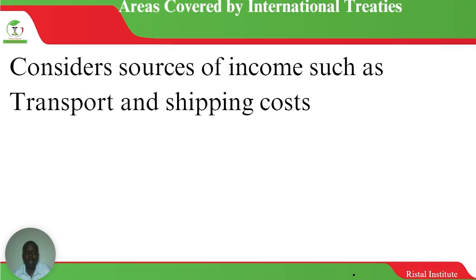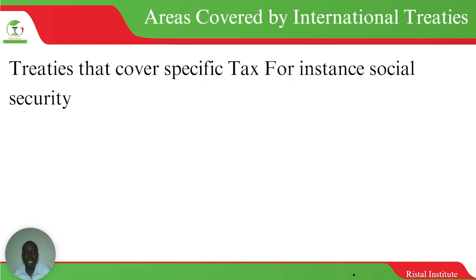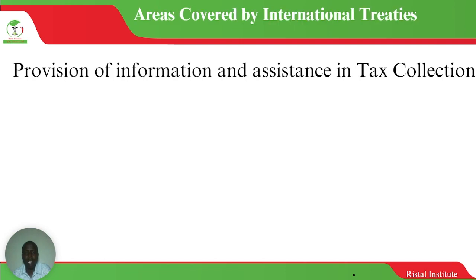We have what we call the areas that are covered by tax treaties. Number one, it considers the sources of income, for example, in areas of transport, in areas of shipping. And number two, they cover specific tax, for instance, tax on social security or tax on different kinds of income, including income of money that individuals have benefited as from their savings in terms of the social security fund. And also another area that the tax treaty covers is the provision of information and assistance in tax collection.